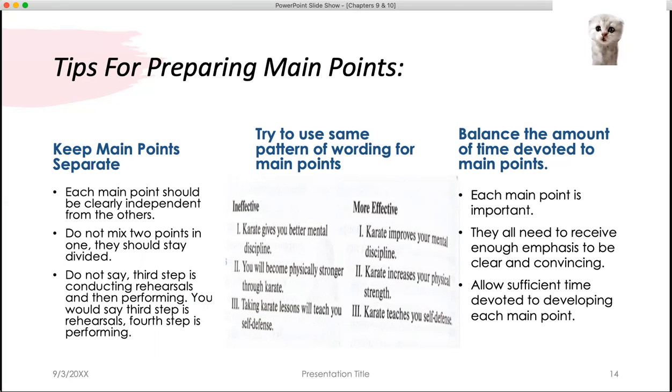And thirdly, balance the amount of time devoted to main points. Each main point is important. If not, you wouldn't be discussing it. So they all need to receive enough emphasis to be clear and convincing. You want to allow sufficient time devoted to developing each main point. So you don't want to have the first point be very well developed, and let's say you cover it in 2 to 3 minutes, and then the 2 following points are really slim and just covered in 1 minute. Then that means you're not developing each main point enough.